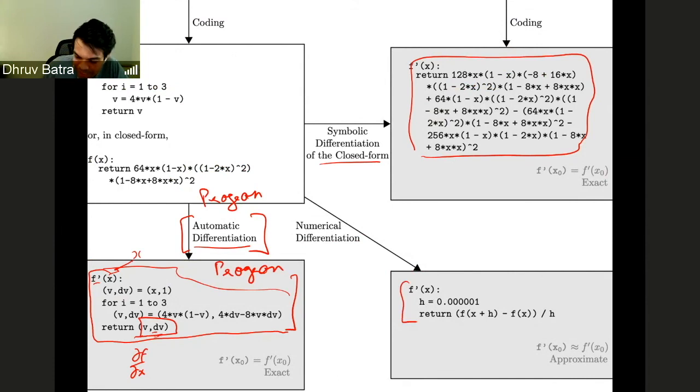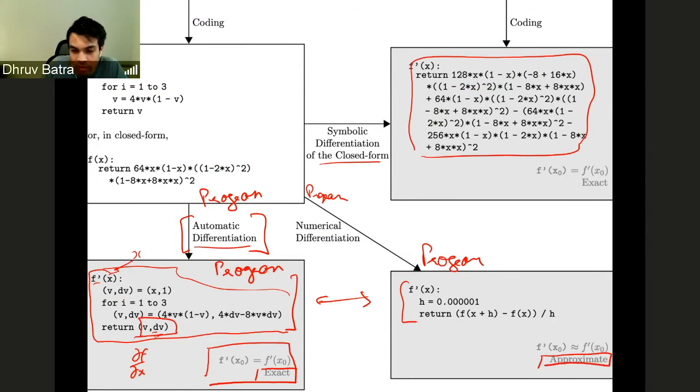Numerical differentiation has the same API. The input is a program and the output is also a program or a value. The only difference between these two is that automatic differentiation is exact and numerical differentiation is inexact or approximate. Everything else that we've looked at above so far is exact. They compute exact gradients. So the only approximate gradient technique is numerical differentiation.